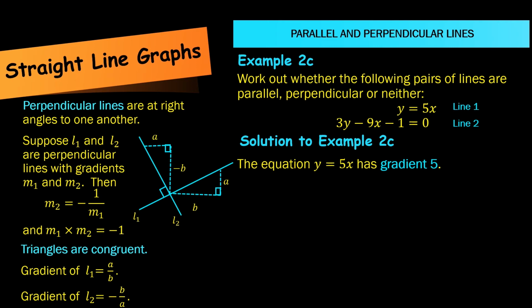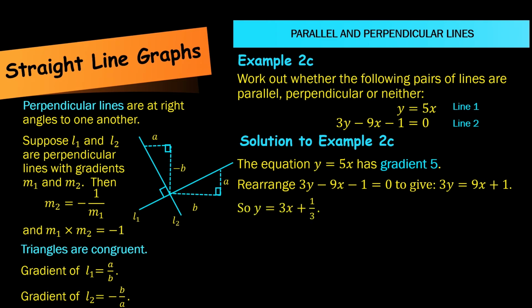Line 1 is already in the format y equals mx plus c. Therefore the equation y equals 5x has gradient 5. We need to rearrange line 2. So let's rearrange by adding first 9x plus 1 to both sides in order to isolate the y's. We therefore have 3y equals 9x plus 1, and then divide through by 3. So y is equal to 3x plus 1/3. And therefore the gradient of line 2 is 3.